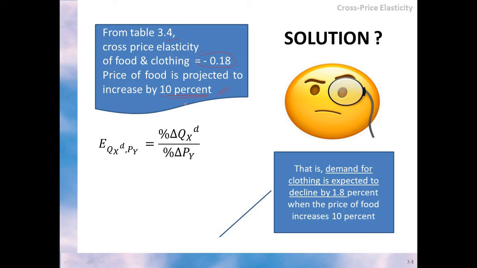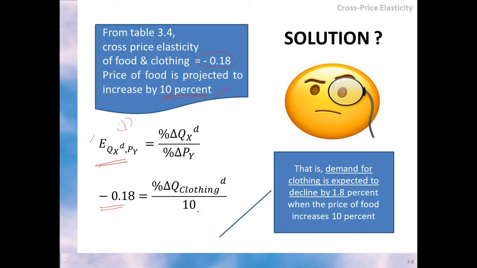We are not given information on what the initial quantity is, what the new quantity is, or what the initial price, the old price, is. So in this case, we have to use the first formula. Applying the first formula, the elasticity here is given, because most of the time we are asked to calculate the elasticity. This time the elasticity is given, from the table, negative 0.18, and the percentage change of food price is given, 10%.